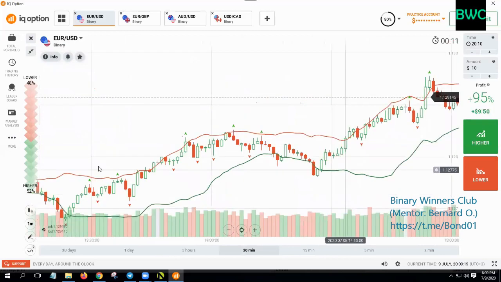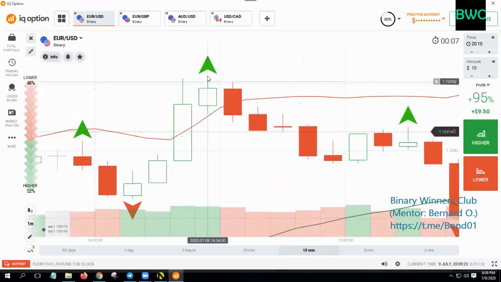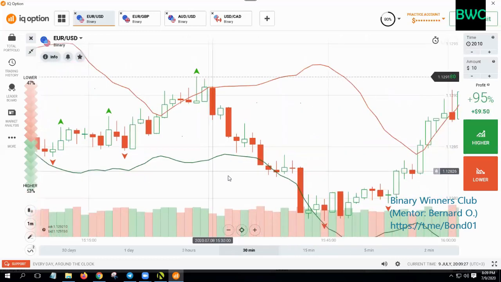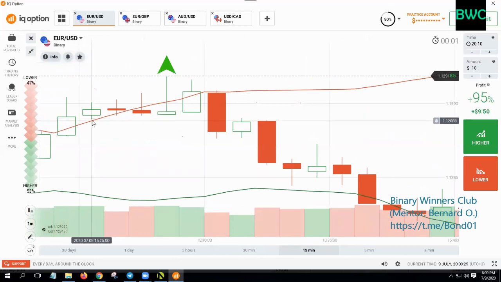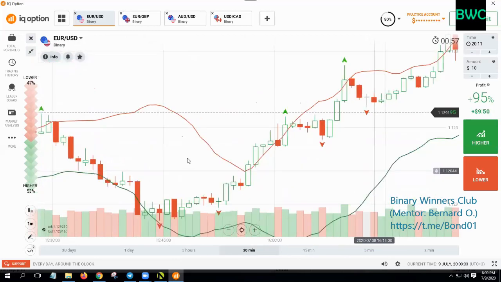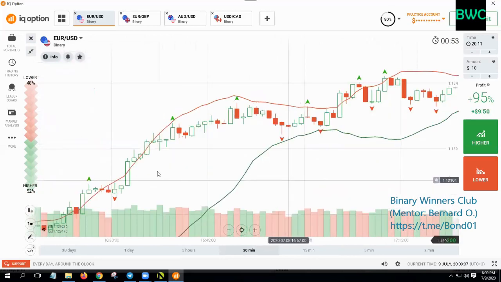So people say indicators don't work. They just don't know how to use them. Look at this. The whole candle from low to high is outside the upper band. We are going down. The entire candle, low to high, is up, and we are going down. So do you still believe when people say indicators don't work?